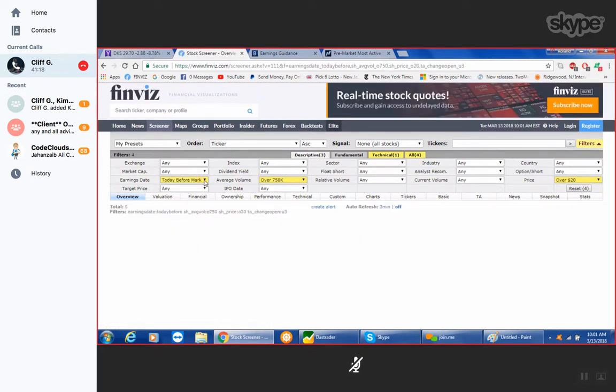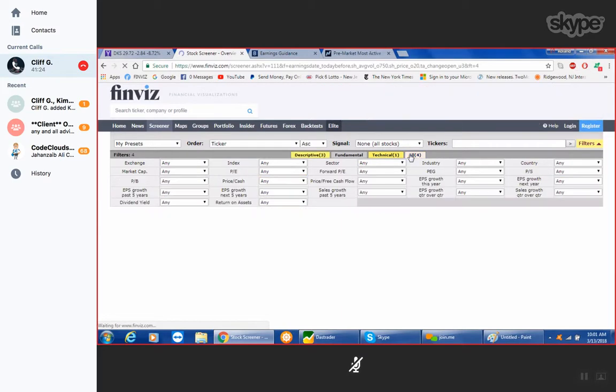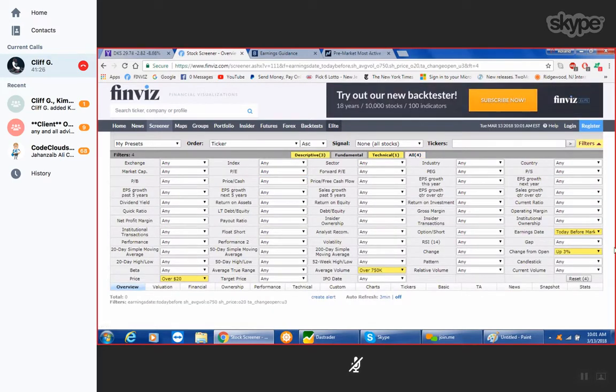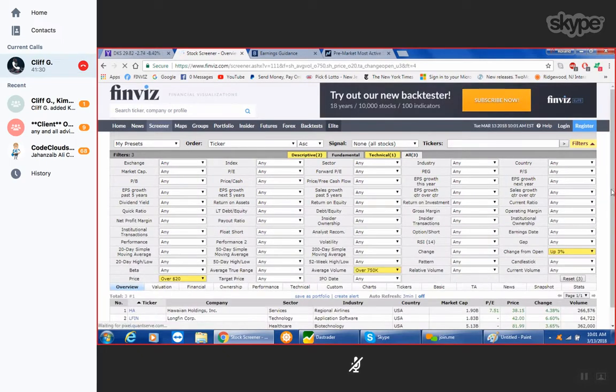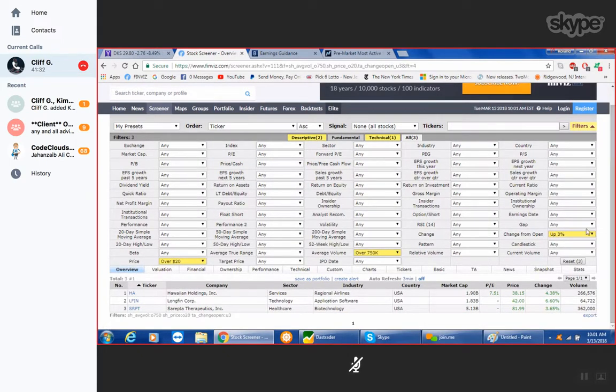Oh, where'd they all go? This FinViz is a little freaky right now. GBT was an earnings stock today. Since this is on the delay, there should be some more names popping up here. Let me check the down 3%ers.